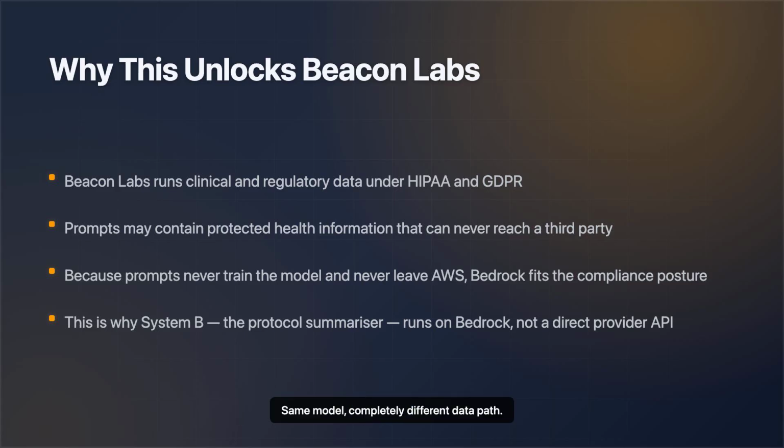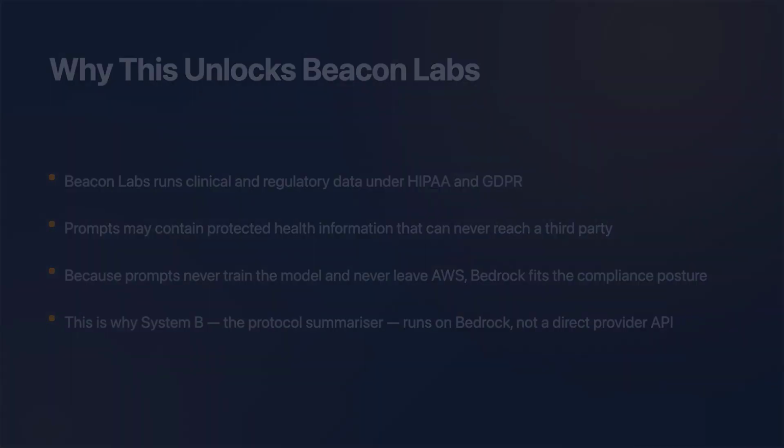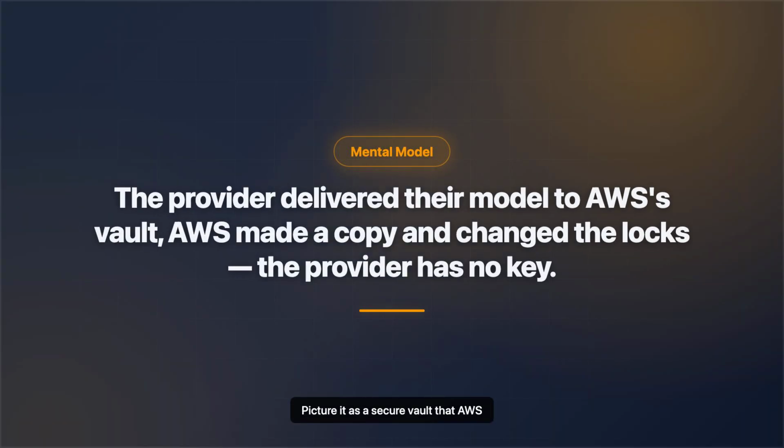Same model, completely different data path. Picture it as a secure vault that Amazon Web Services built inside its own data center. Anthropic or Meta or Mistral delivers their model to the vault's loading dock. Amazon Web Services makes a certified copy, locks it inside, and then changes the locks. The original provider does not have a key. They can't see who opened the vault, what was brought in, or what happened inside.